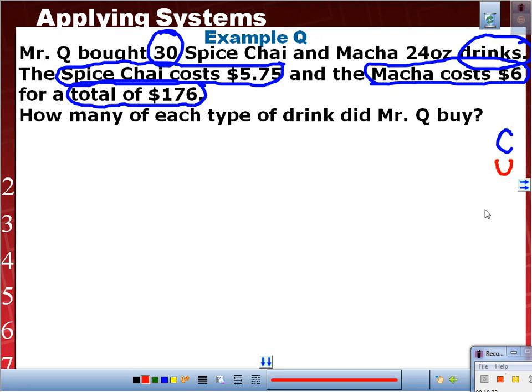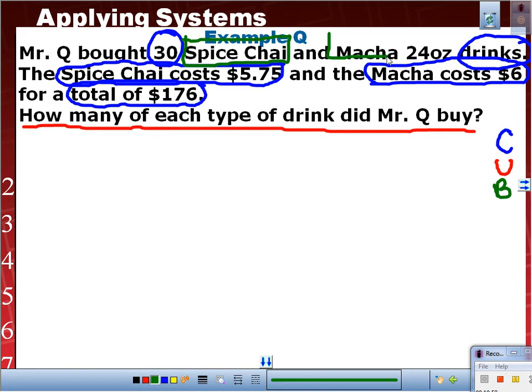All right. Next, with red, the letter U. It stands for what? Underline the question. Why do we need to underline it in red? To remind us to answer the question at the end in a statement form. All right. Next, in green, B for box in important terms. What are the terms that they have here? Well, important terms to know is that it's spice chai and matcha, and these are what? Drinks. Okay? Those are important things to know.